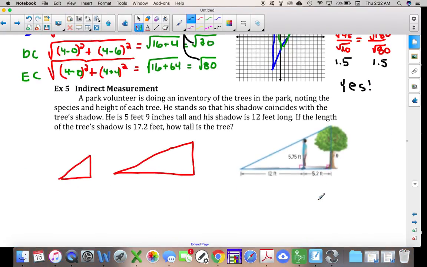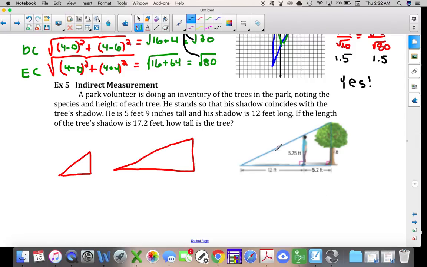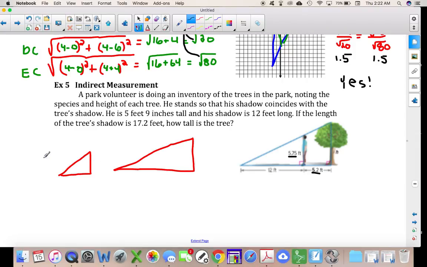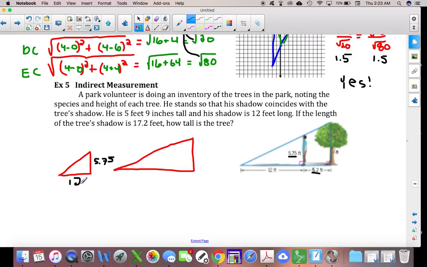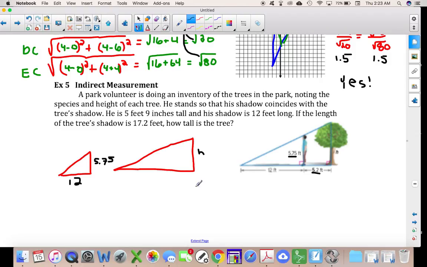Okay. Example 5 is the last one. They're doing the shadow thing to you again. And this one is labeled as 5.75 feet and 5.2 feet, so you don't have to convert inches to feet. You're already good to go. So I separated these out. Here's the person standing, and here's where the tree is. So this one is 5.75. And this bottom side is 12. And we're trying to find H. And this bottom side is both of those two added together. So 17.2.